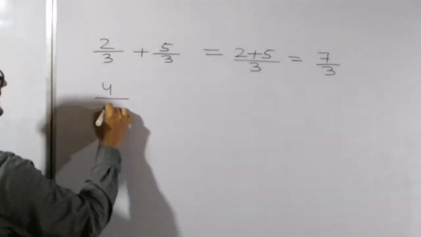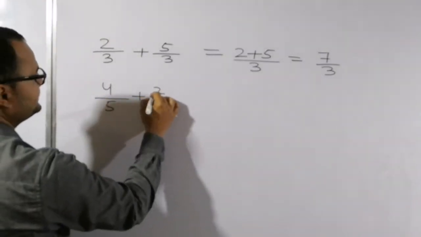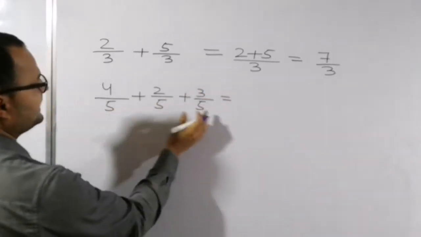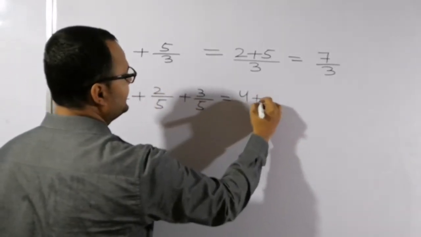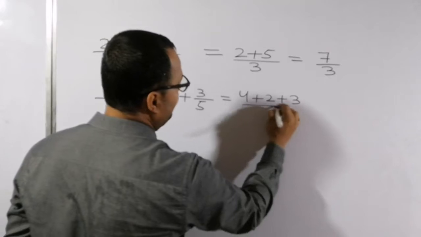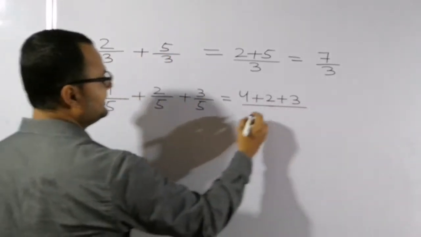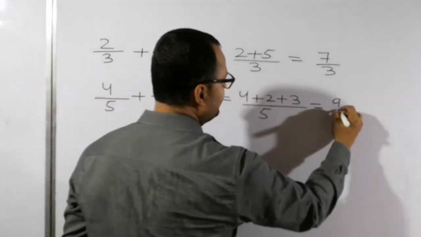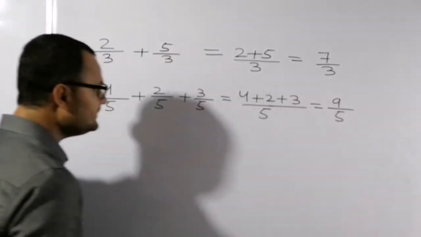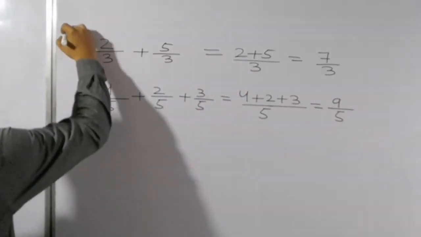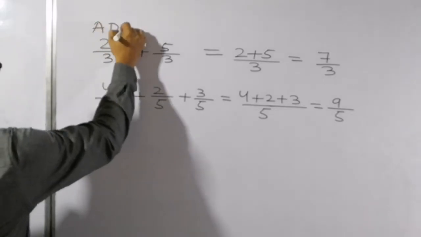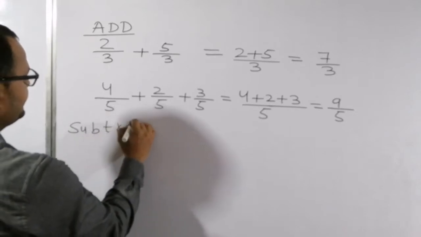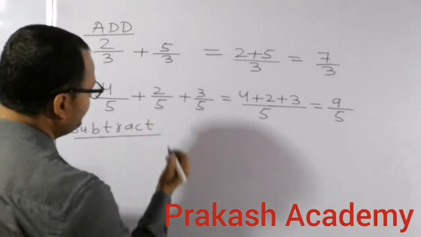Now if we have more than 2, like 3 numbers, we do the same thing. All are like, so we just add 4 plus 2 plus 3. Add the numerators, and the denominator will be 5. Only one time 5 will come. 4 plus 2 is 6, plus 3 is 9, so 9 by 5. This is addition. I'll write here, this is addition.